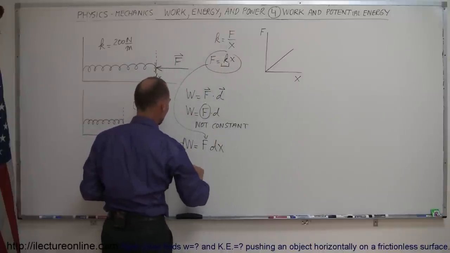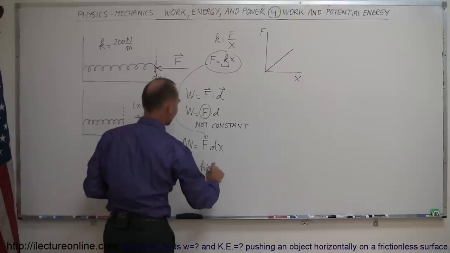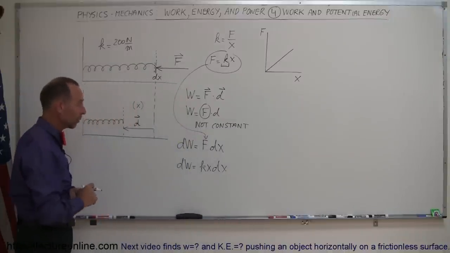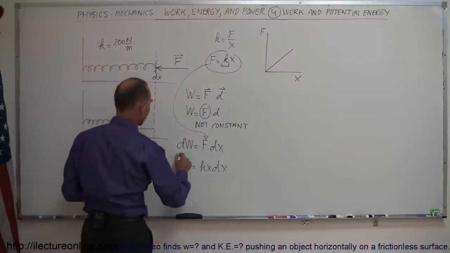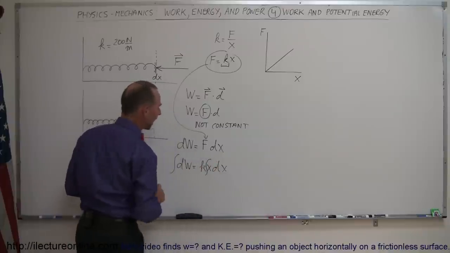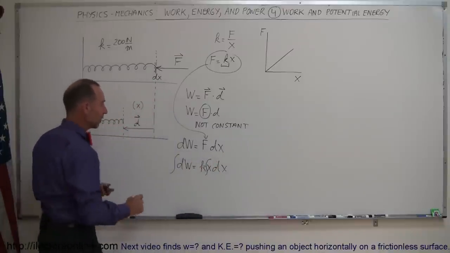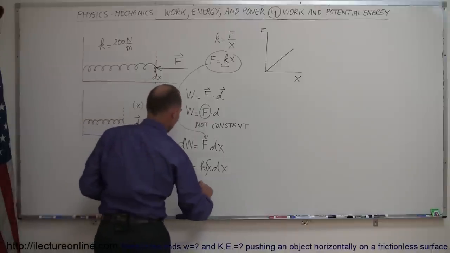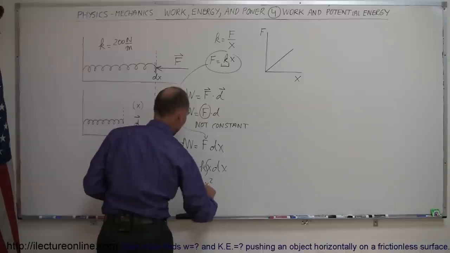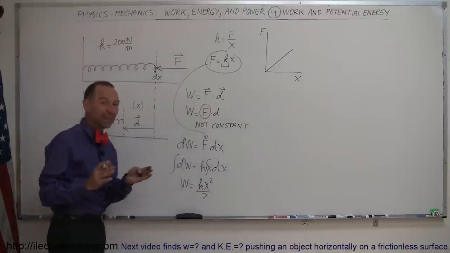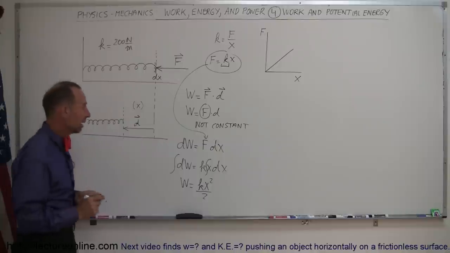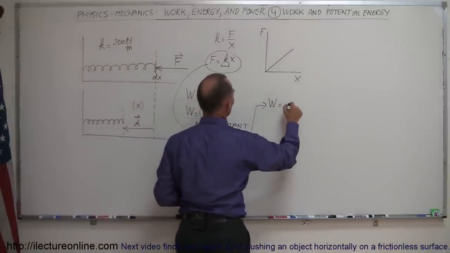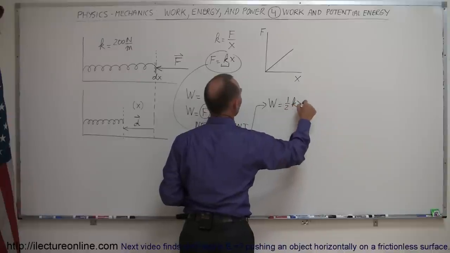So we can write that dW is equal to kx dx, and now we can integrate both sides of the equation. Of course, k is a constant, so we can write the integral of dW is k times the integral of x dx, and then if we integrate that, we have the work done to compress it a distance d is equal to k times x squared over 2. x, of course, represents the amount of compression of the spring, and so the most traditional way of writing this equation is that the work done to compress the spring is 1/2 kx squared.